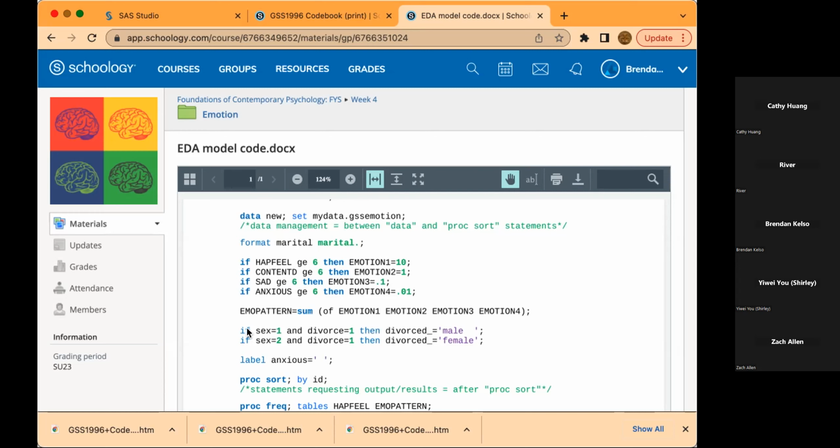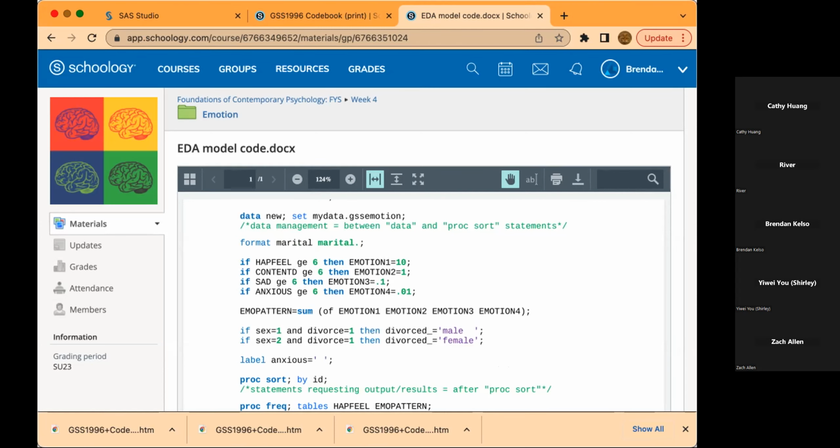Now, if you're only happy, you're going to have a 10. If you're only sad, you're going to have a 0.1. If you're both happy and sad, you're going to have a 10.1. So by adding those up, you can get a frequency distribution and see what the common patterns of emotions are. Everybody feels these ways sometimes. The reason I picked greater than or equal to 6 is I wanted to get people who felt that way almost all the time. Does that make sense?